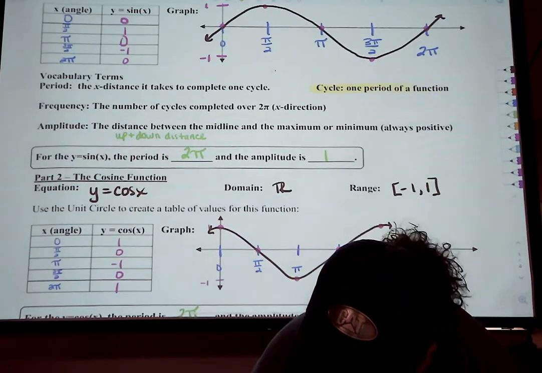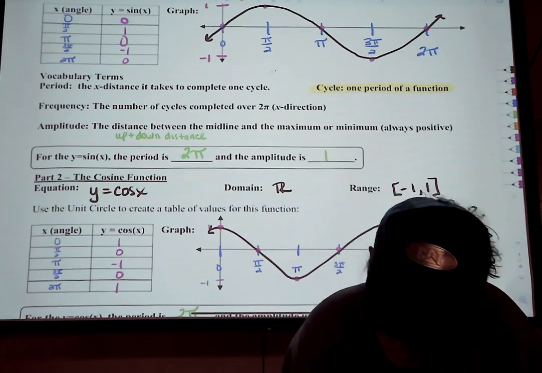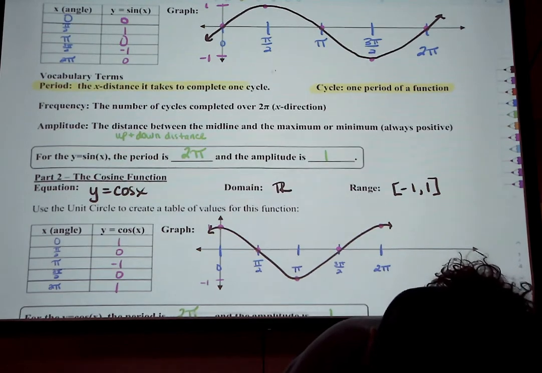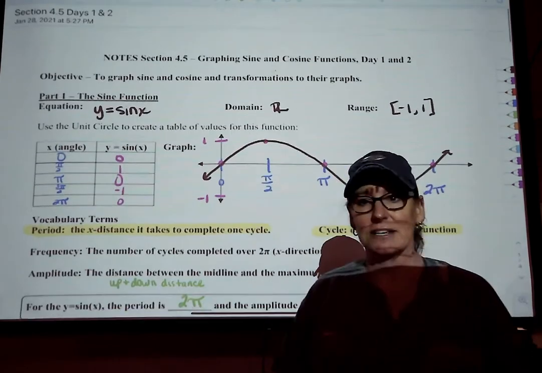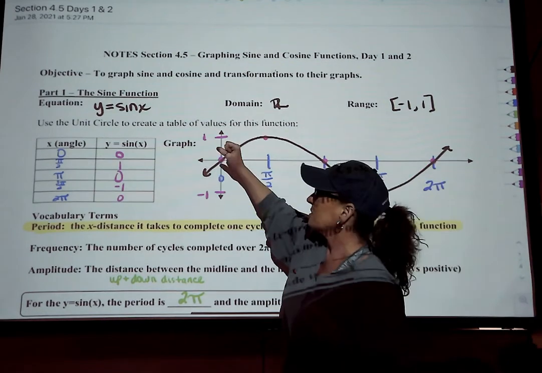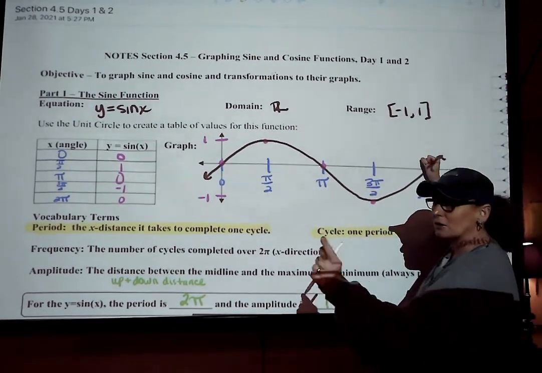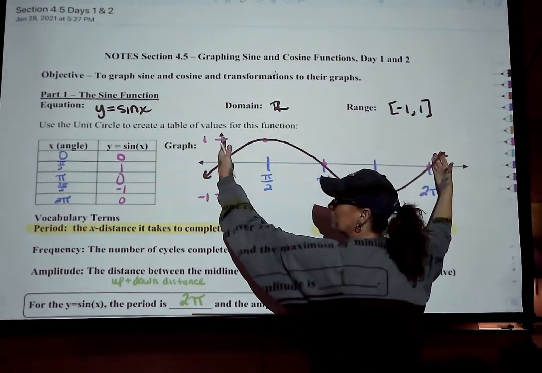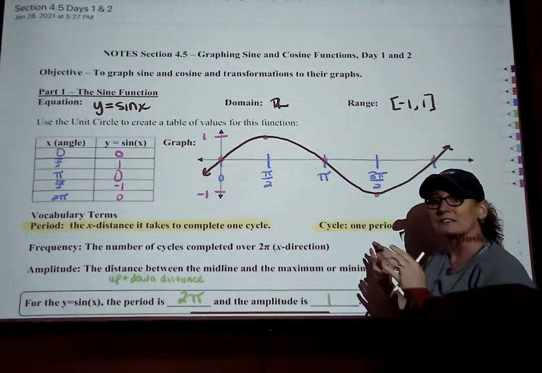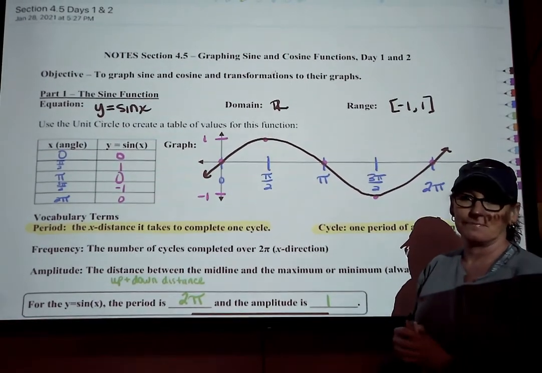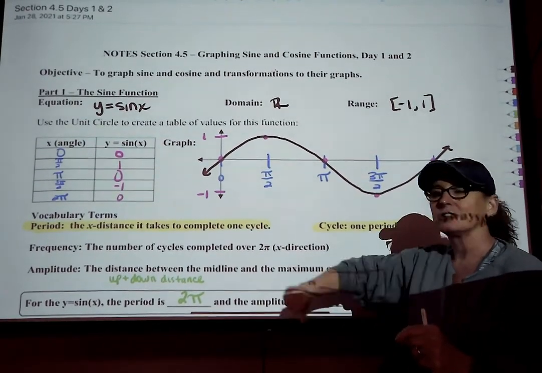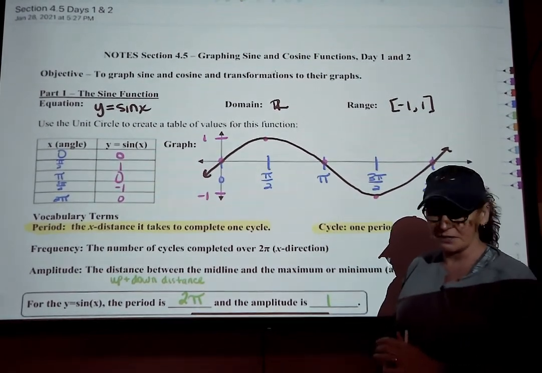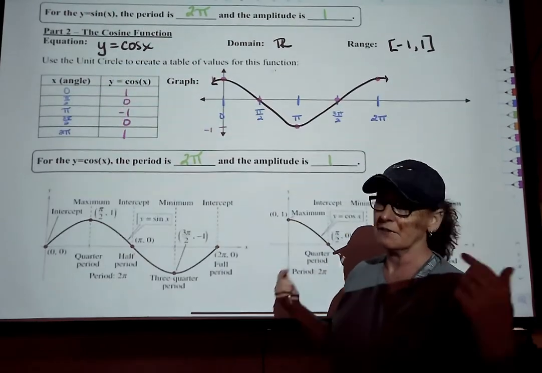Okay, so I've gone over that vocabulary word. Now, back up. That one uses the word period. So period is, how long did that take? So, ready? Start. Boom, boom, boom, boom, boom. How long did that take? This long. From 0 to 2 pi. That's the period of the graph. It took 2 pi to complete a cycle. That's what a period is in this class.